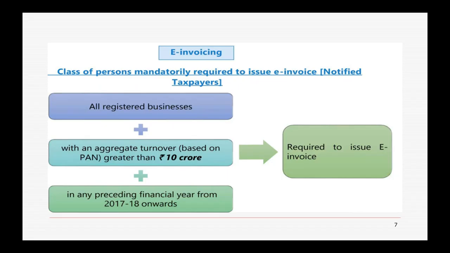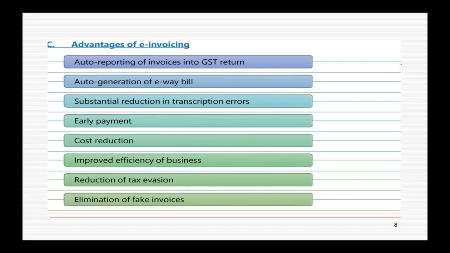Now the question is, all registered persons, business persons, business associates with an aggregate turnover on a pan-India basis greater than 10 crores in any preceding financial year from 2017-18 onwards are required to issue an e-invoice. And this e-invoice has advantages.